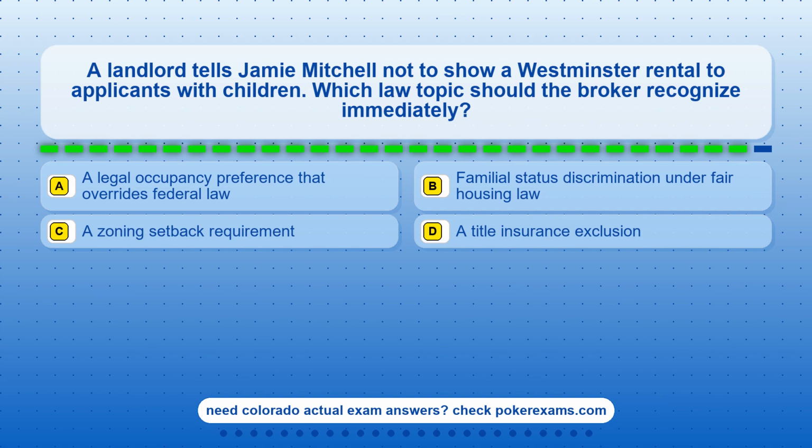Question 19. A landlord tells Jamie Mitchell not to show a Westminster rental to applicants with children. Which law topic should the broker recognize immediately? Option A, a legal occupancy preference that overrides federal law. Option B, familial status discrimination under fair housing law. Option C, a zoning setback requirement. Option D, a title insurance exclusion.